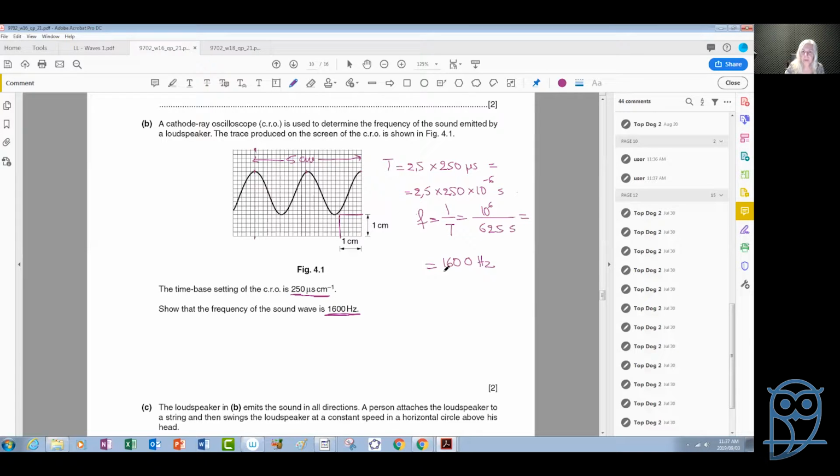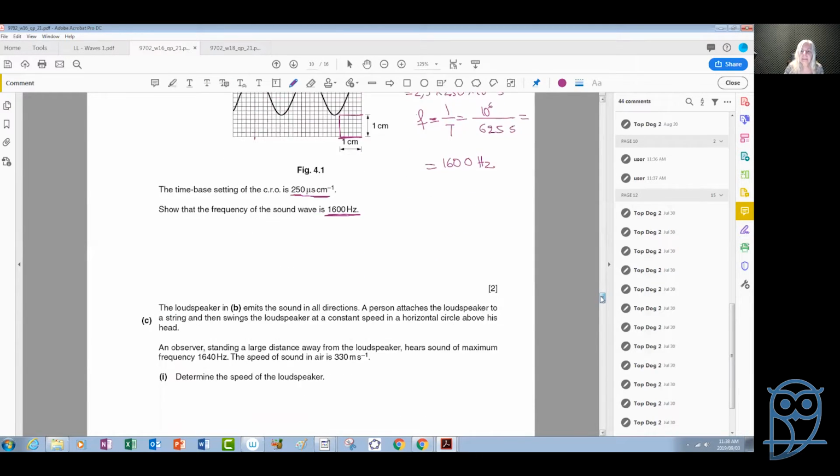All right. So first of all, we find the period from the picture that we have on the oscilloscope. The period is given by the distance between two crests or two troughs, or two points in phase, and which corresponds to 2.5 centimeter squares. And each centimeter corresponds to 250 microseconds. So we find the period, and then the inverse of the period is the frequency, and we find it. Okay.